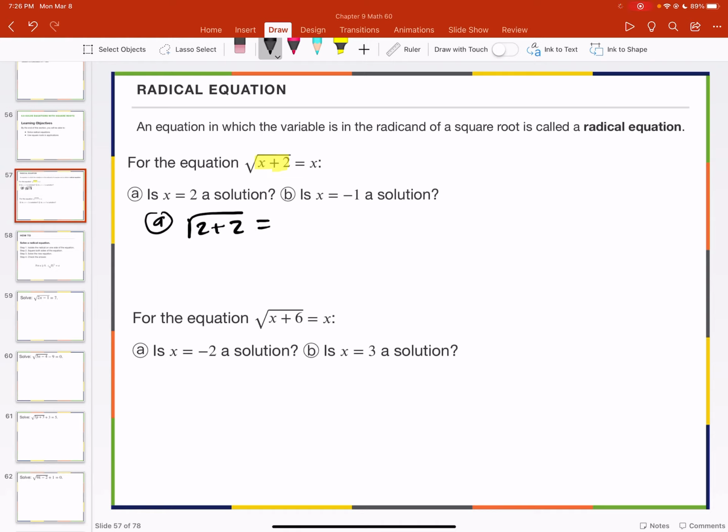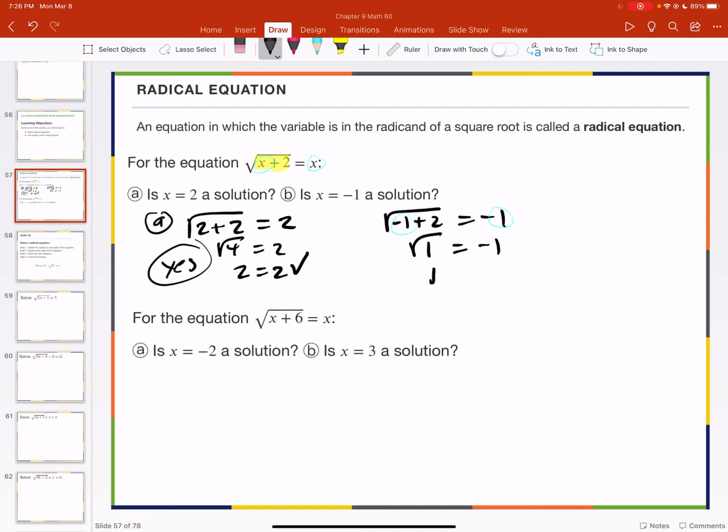For this, all you have to do is plug it in. Is the square root of 2 plus 2 equal to 2? That's the square root of 4, which is 2, right? So 2 equals 2, and yes, this is a solution. Is x equal to negative 1 a solution? Does the square root of negative 1 plus 2 equal negative 1? We just substituted in for x. So the left-hand side is the square root of 1, and negative 1 stays the same. The square root of 1 is just 1. Does 1 equal negative 1? No. So this is not a solution.